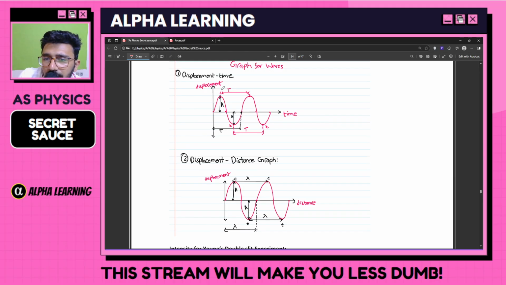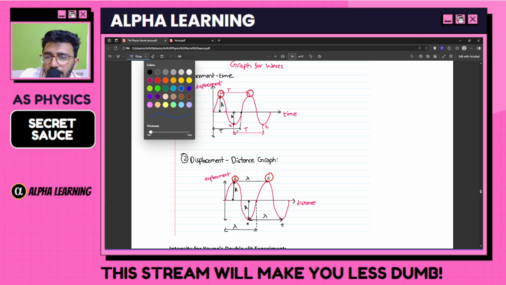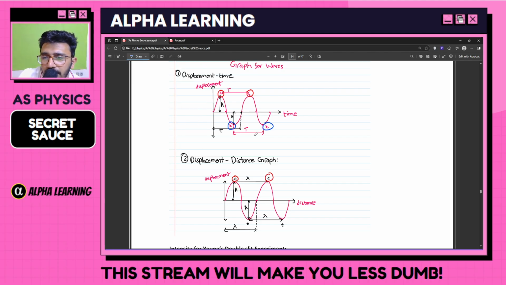You need to remember that the maximum points on both the graphs are known as crests. The minimum points on both the graphs are known as troughs. Here as well, here as well.